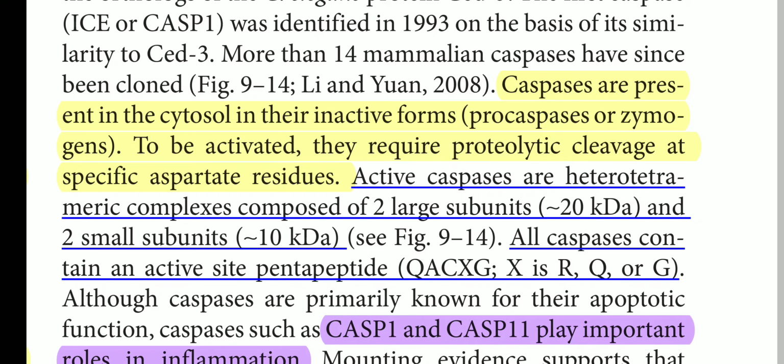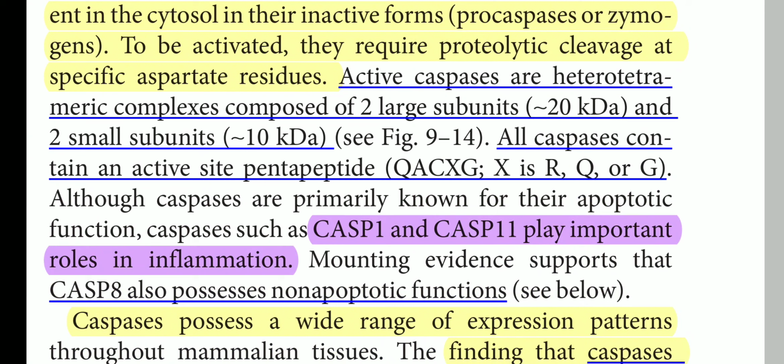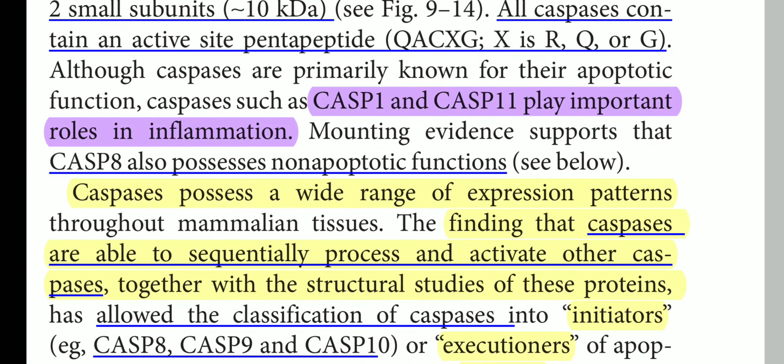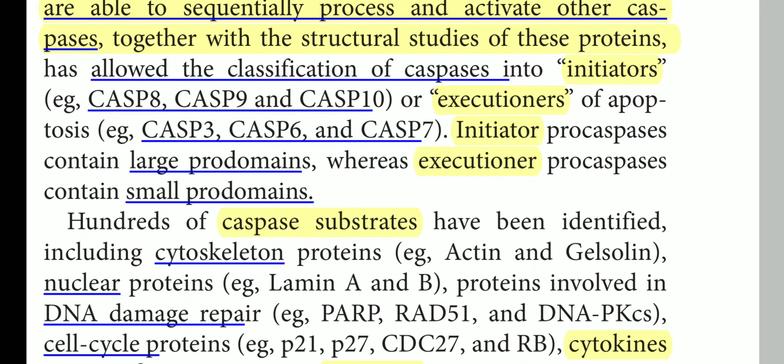The active caspases are heterotetrameric complexes composed of two large subunits and two small subunits. The inactive forms have to be activated by proteolytic cleavage at specific sites. Caspases 8, 9 and 10 are initiator caspases, whereas caspases 3, 6 and 7 are executioner caspases. The initiator caspases have long prodomains and the executioners have short prodomains, so the domains are different.